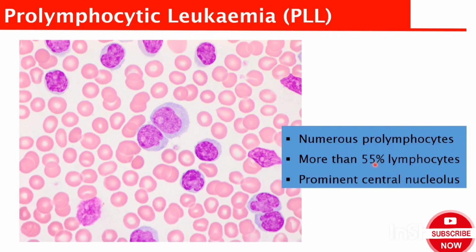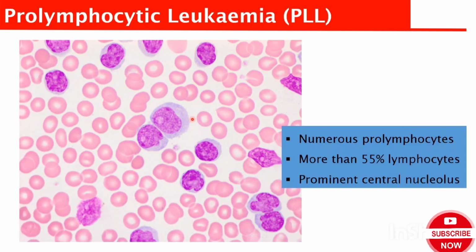Now, more than 55% prolymphocytes. There are still going to be some lymphocytes, but they are also going to be what? Prolymphocytes, like I've shown you. So these are lymphocytes, these are lymphocytes. These are not prolymphocytes. This is an example of what? Prolymphocyte. So that's what you're going to get.